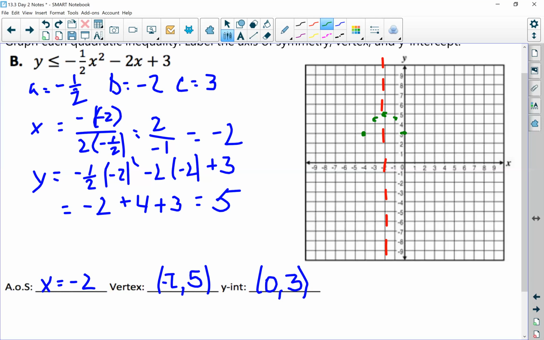Over 1, down 7 times 1/2, which would be 3.5. Over 1, down 9 times 1/2, which is 4.5. So notice I go down 1/2, then 1.5, 2.5, 3.5, 4.5, 5.5. So it's just going up in this case by 1.